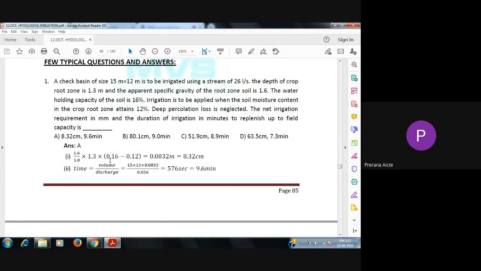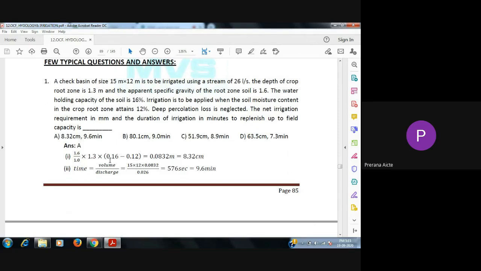So let's see some questions actually. A check basin of size 15 meters by 12 meters is to be irrigated using a stream of 26 liters per second. The depth of the crop root zone is 1.3 meter and the apparent specific gravity of the root zone soil is 1.6. The water holding capacity of the soil is 16%. Irrigation is to be applied when the soil moisture content in the crop root zone attains 12%. Deep percolation loss is neglected.